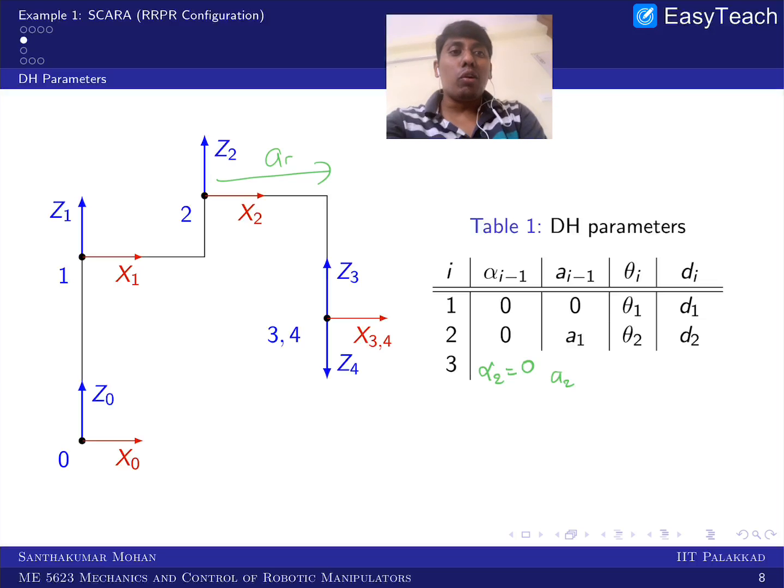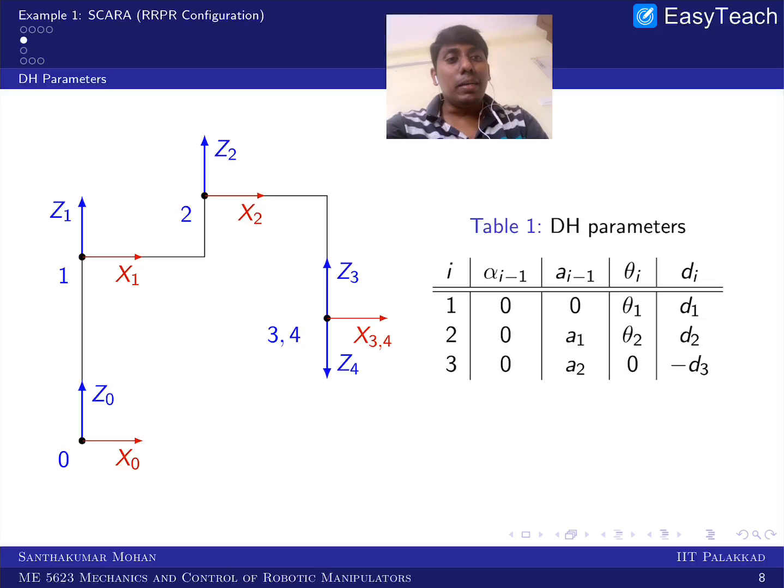This distance I am calling A2, and you can see this distance I am calling D3, but this is in the opposite direction, so this is minus D3. And you can see x3 and x2 are parallel and in the same direction, so there is a 0 degree, right? So now you can see the third. So why is D3 negative? Because Z3 positive direction is here, but you are coming in the opposite direction, right? So that's why it is negative, so that's minus D3.